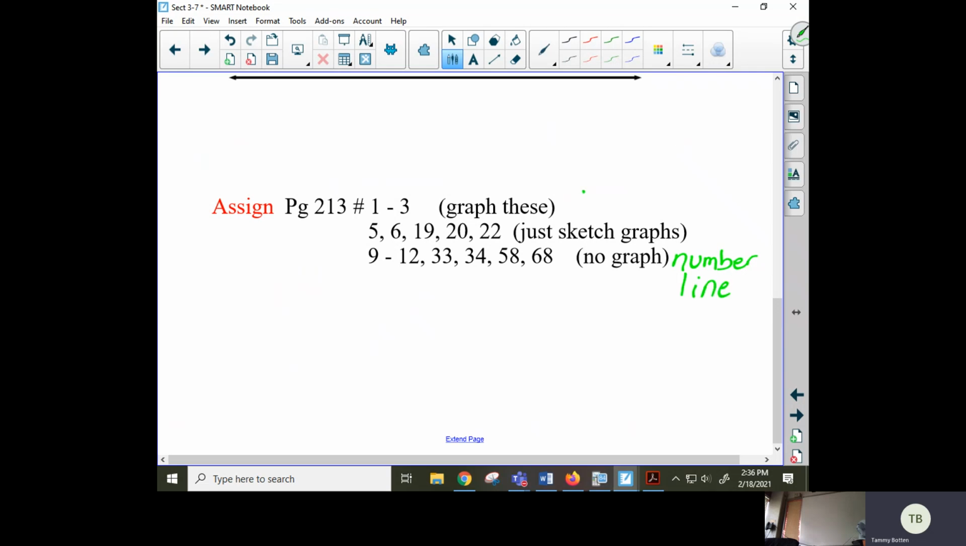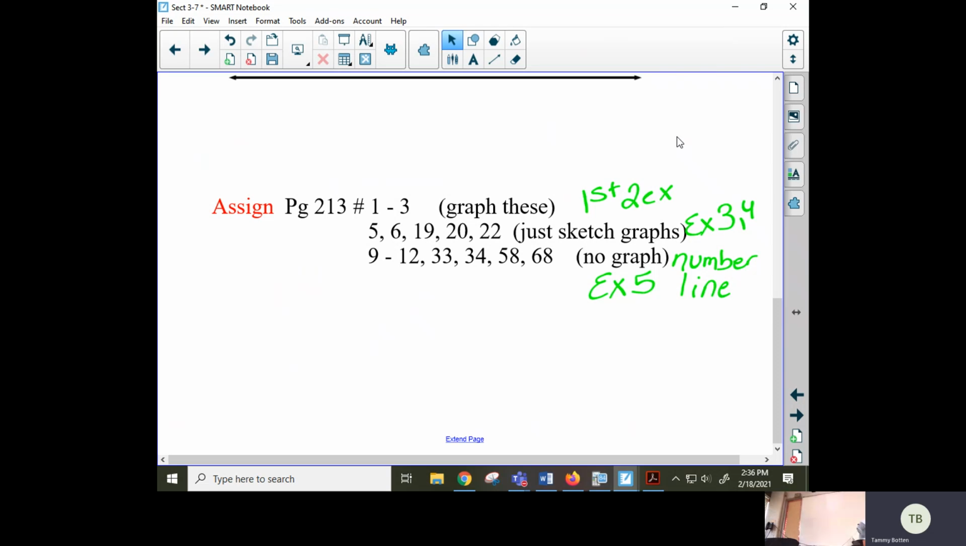So this is like the first 2 examples. This is like examples 3 and 4. And this one is like example 5. Does that make sense? Yeah. All right. And then tomorrow, I'm going to have a review assignment that if you do it and bring it for the day of the test, you'll get 10 extra credit points on your test. And then Monday is your practice test.